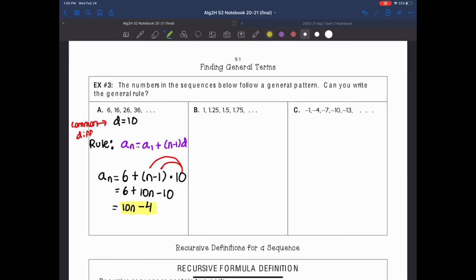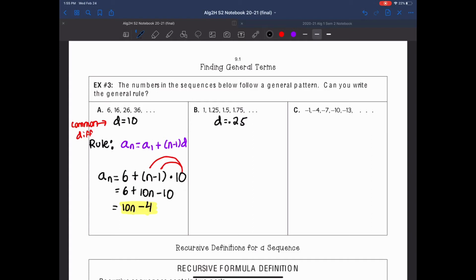Part B, we have 1, 1.25, 1.5, 1.75. Let's go ahead and look at the pattern. Each time I'm going from one term to the next, look and see how I'm adding 0.25. Okay, so every single time I'm adding 0.25. So my common difference, D, is going to be equal to 0.25.